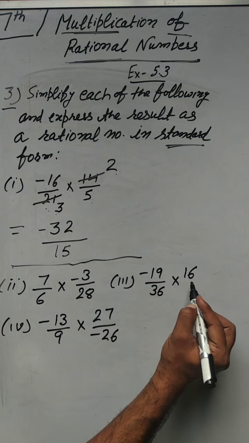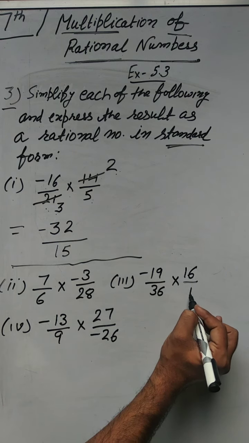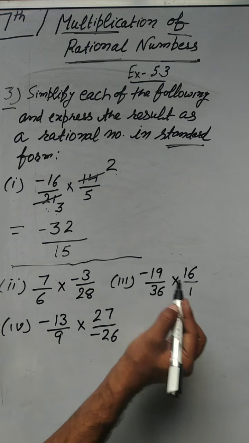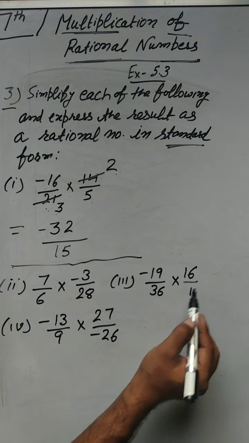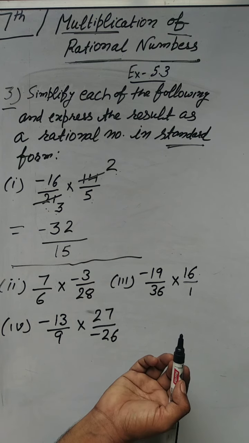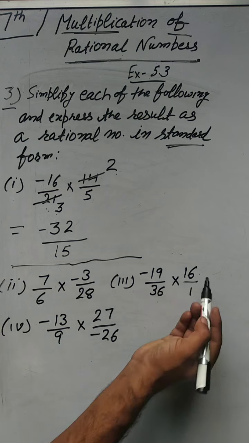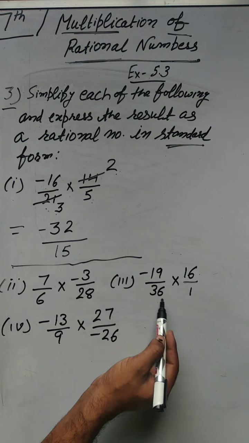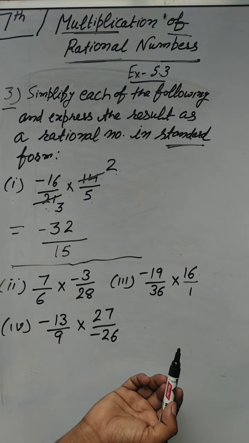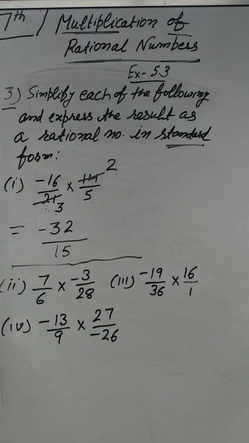And in part third, beta, 16, what is that? You can take the denominator as 1. Then if anything is common you can cancel it. Look, 16 and 14 we can cancel. 16 and 36 we can cancel with the table of 4. 4 fours are 16 and 4 nines are 36. Understood, beta? Then proceed like question second and part first.